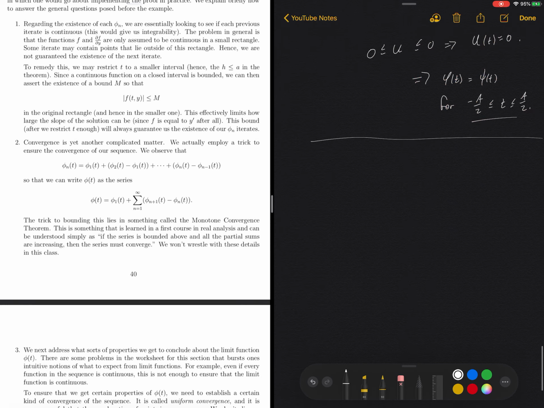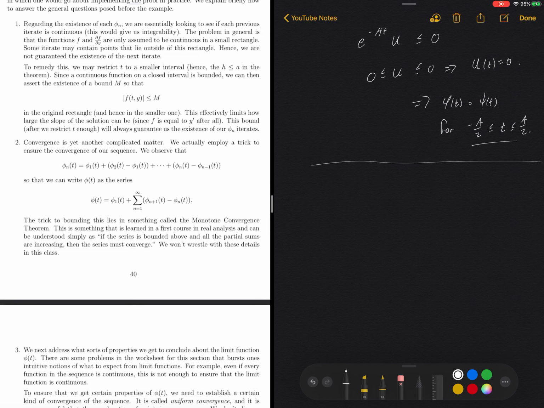And the convergence of this sequence is even worse to consider, because even if you have a sequence of continuous functions, the limit does not have to be continuous. I will say that again. The limit of a sequence of continuous functions need not be continuous.